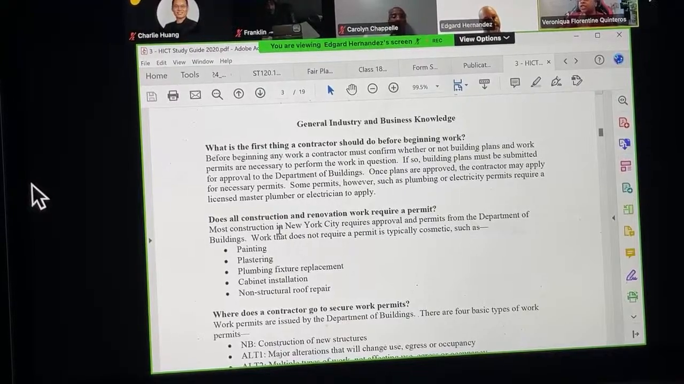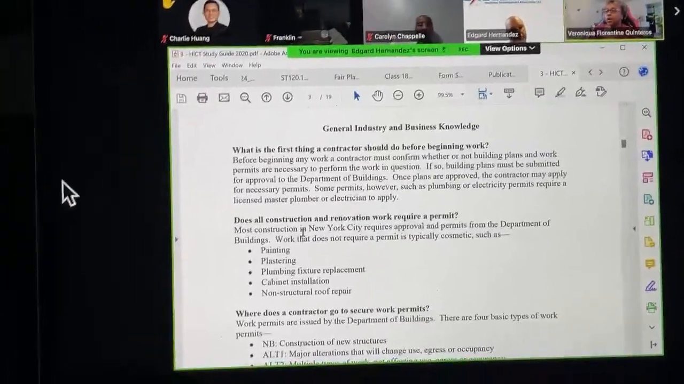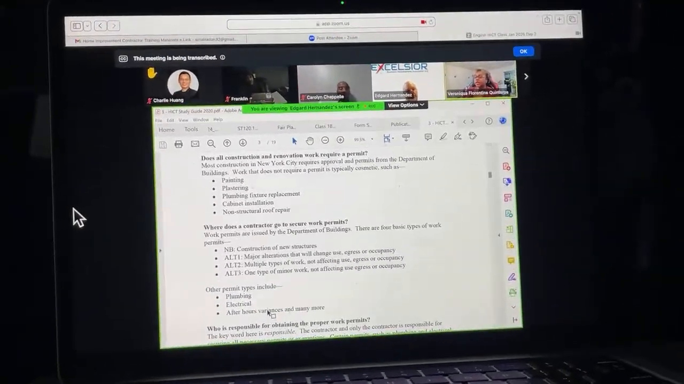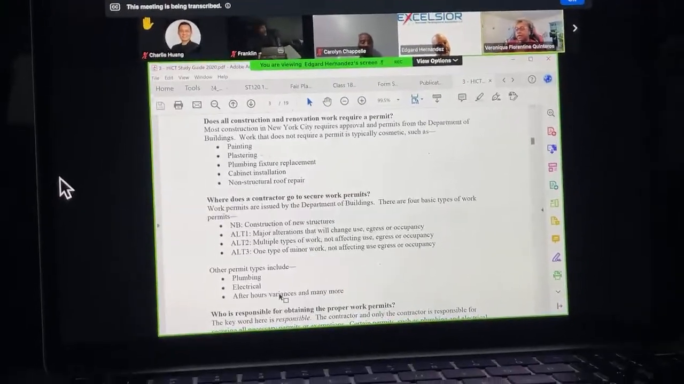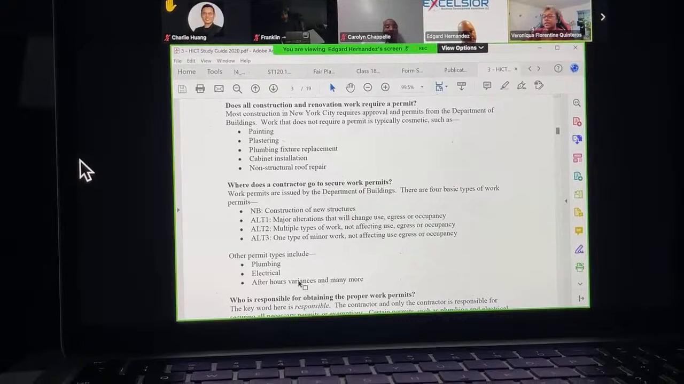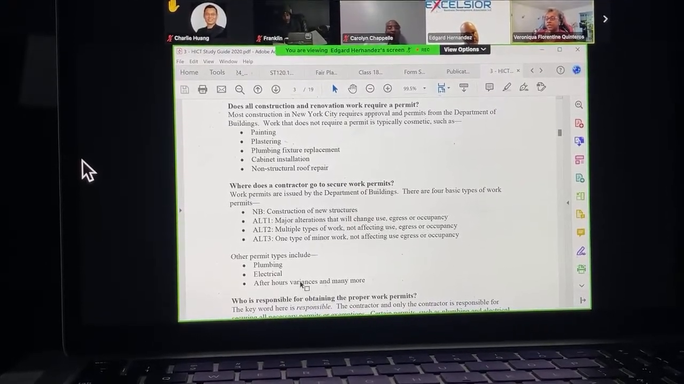Where does a contractor go to secure work permits? Work permits are issued by the Department of Buildings. There are 4 basic types of work permits. NB, construction for new structures.